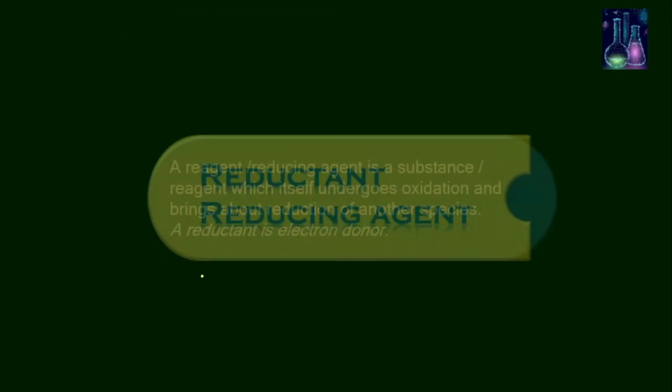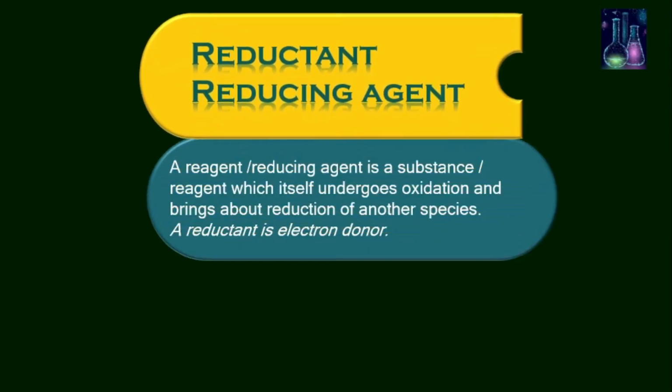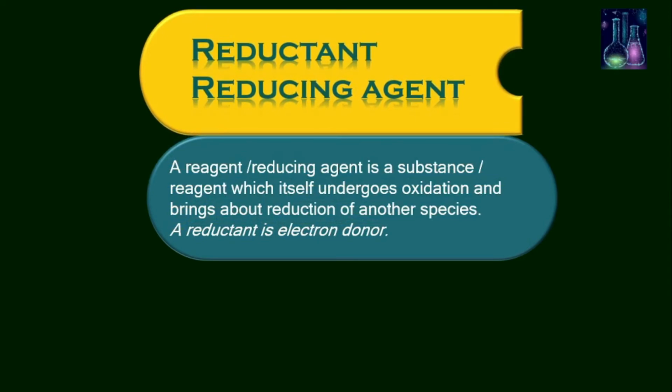So let's see what is a reducing agent or a reductant. It is basically a substance which undergoes oxidation and brings about the reduction of another species. So basically it is an electron donor. And in the previous example, carbon was the reducing agent.